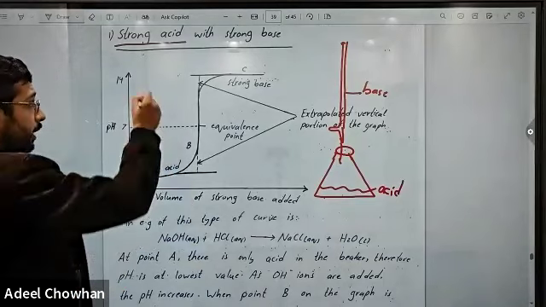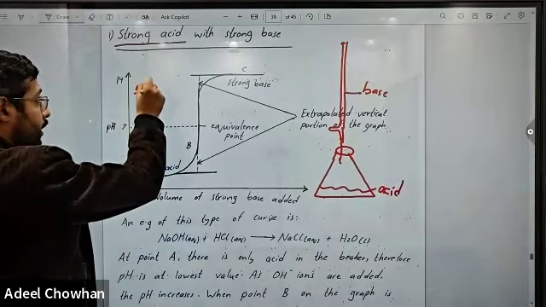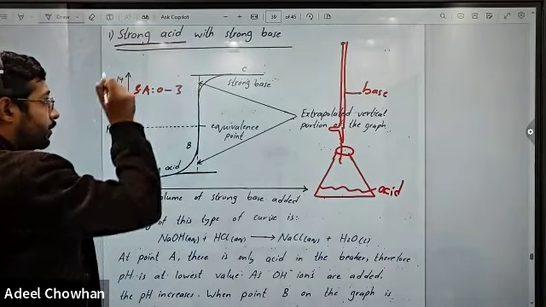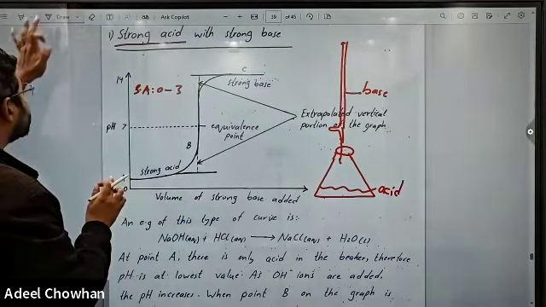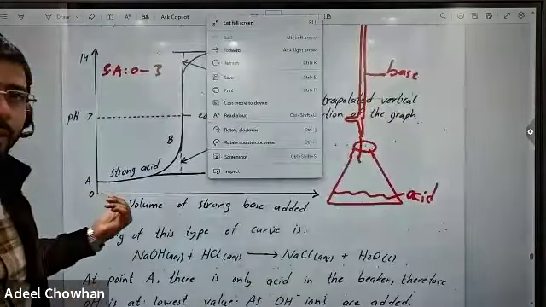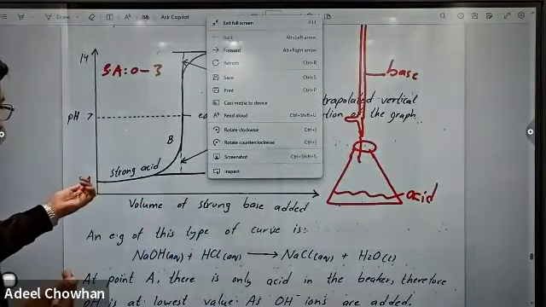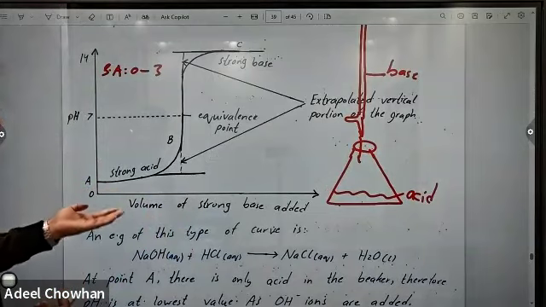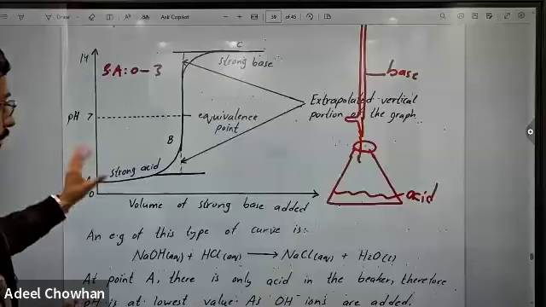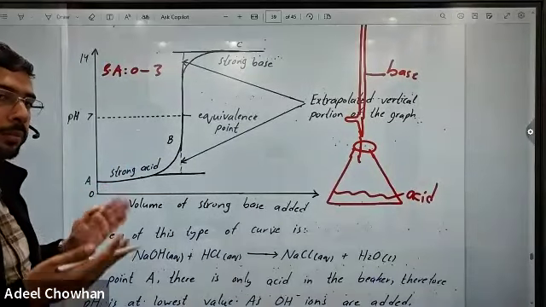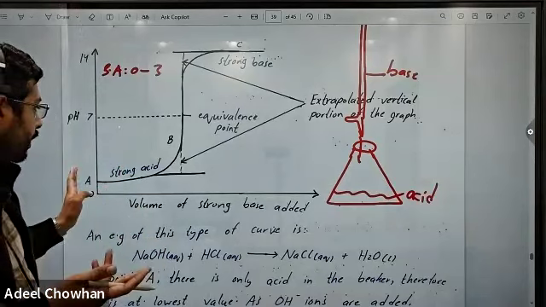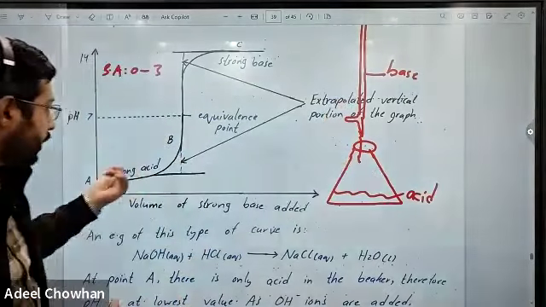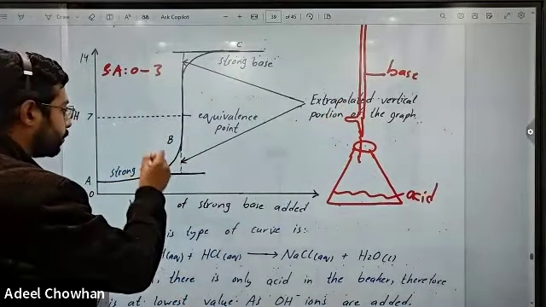We know that strong acid can have pH from 0 up to 3 or less than 3. So you can see here that this graph is starting nearly at that range. It is around, let's suppose, a value of 1 or 1.5, 1.6 something. So the pH curve is starting from a value near 0, 1, 2, and then as we keep adding the base from the burette into the flask, this curve starts moving upward.